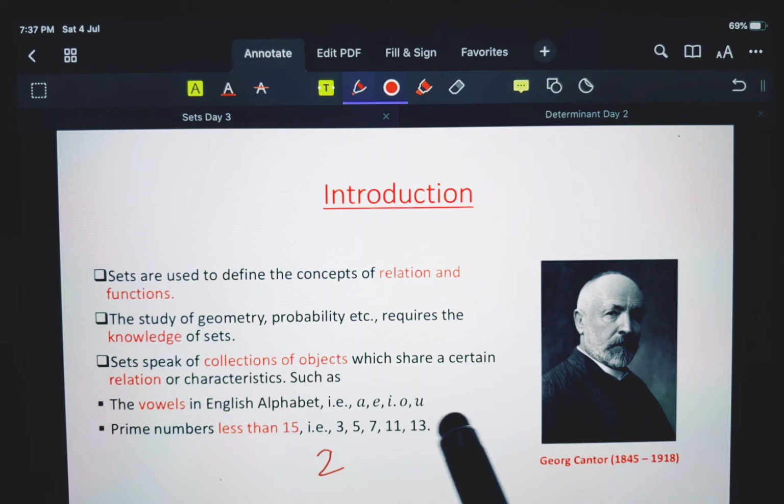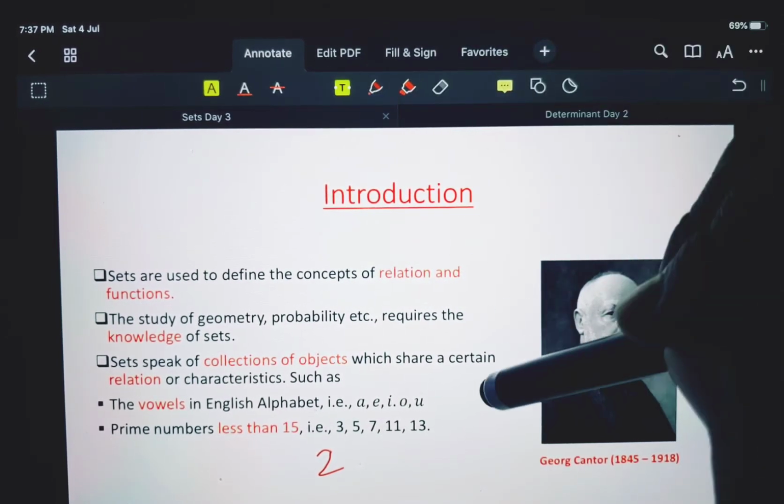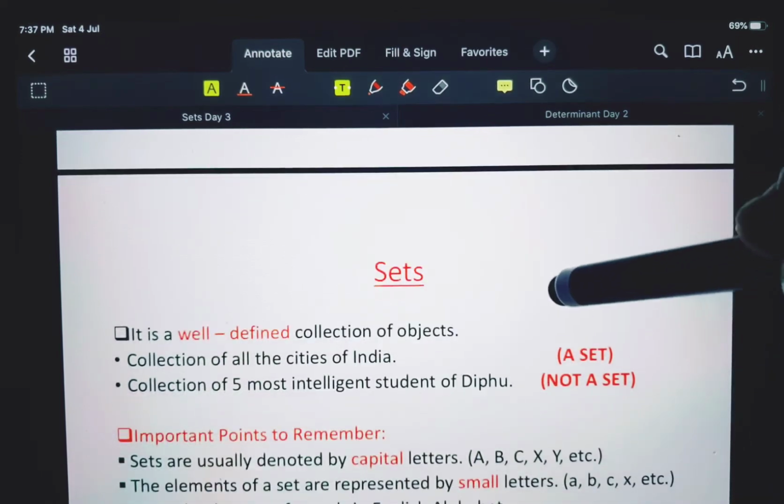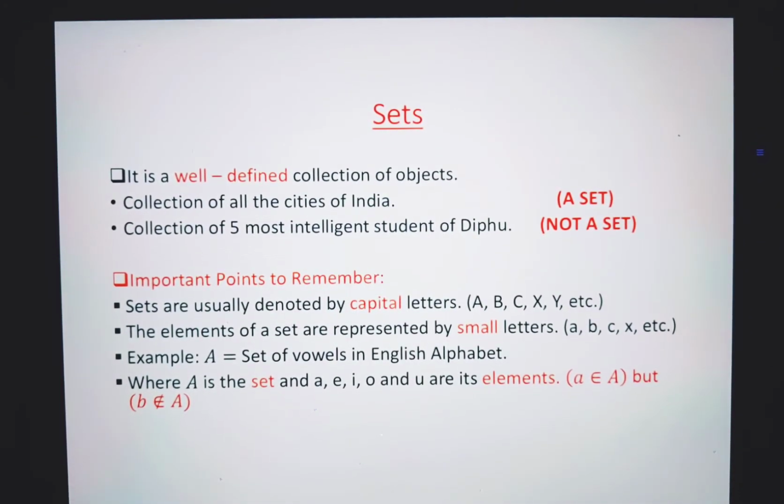Understood? So they follow a certain characteristic. Each element follows a certain characteristic. What is the characteristic? The characteristic is that they are prime numbers that are less than 15. Clear? So let's move to the next slide. Now what is a set? We basically know why we use a set. Now we need to know what a set is.